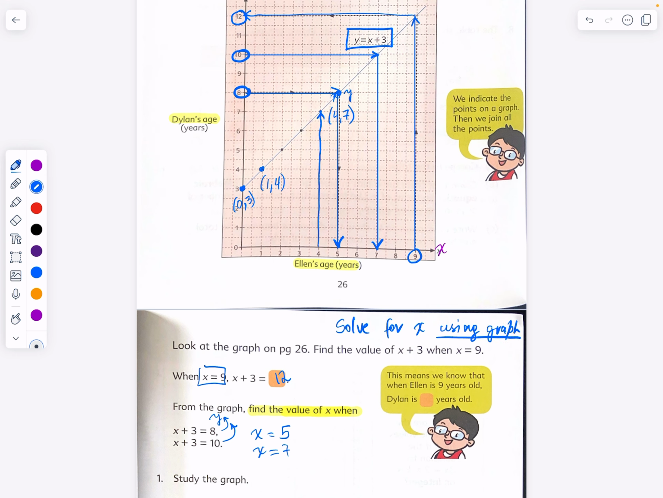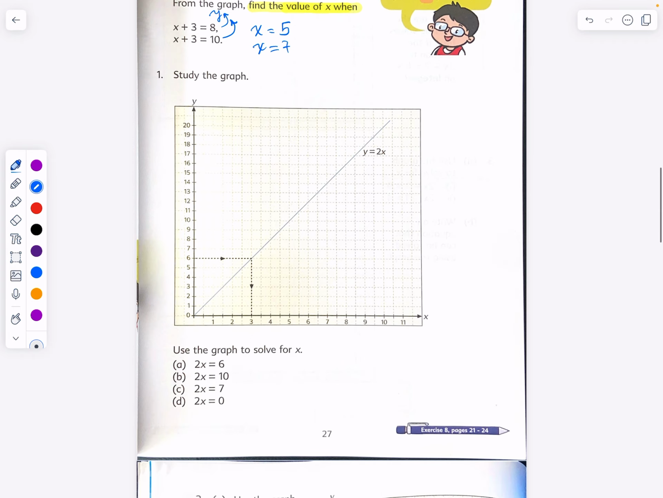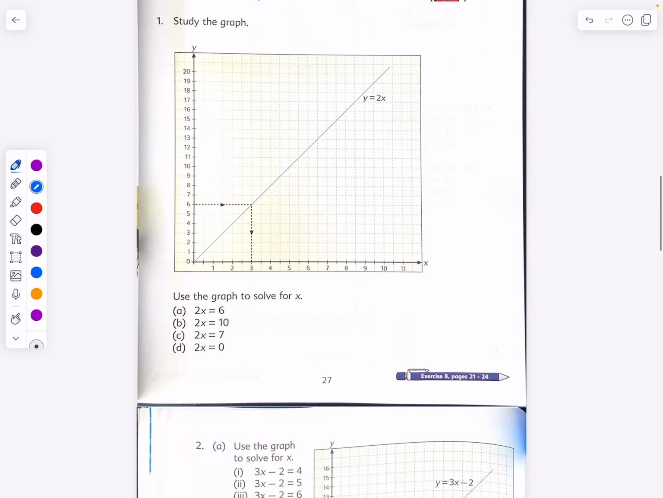Very important. Today's topic, we're learning the relationships between x and y as they follow a specific rule, like y equals x plus 3, and we're using a graph to solve for x or to solve for y. Now, let's take a look at example number 1.